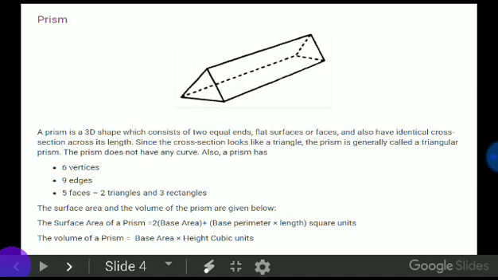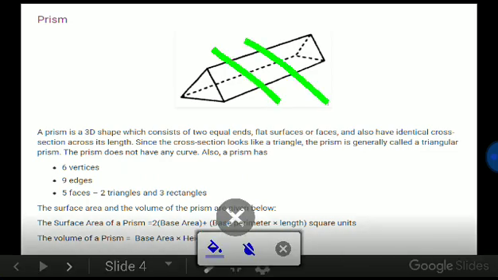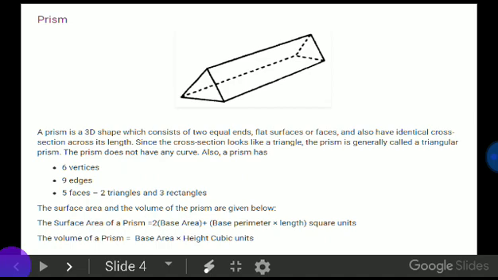Now the next one is prism. What about prism? As we know, prism is a 3D shape which consists of 2 equal ends, flat surfaces or faces, and also has an identical cross section across its length. That means if we cut it into pieces, we will get identical or similar faces. Since the cross section looks like a triangle, if we just cut it, the prism is generally called a triangular prism.